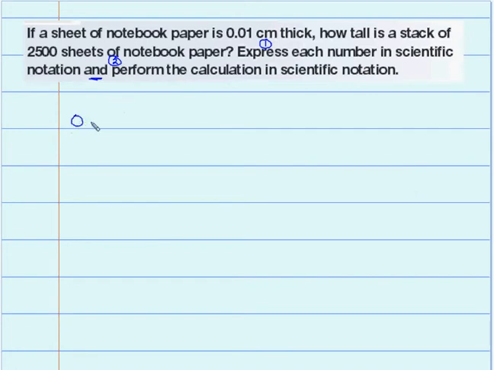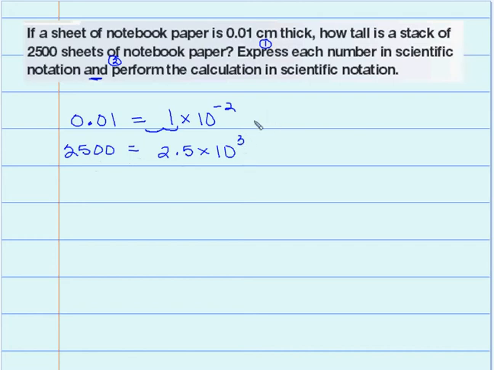Okay, so I need to take 0.01 and write that in scientific notation, and take 2,500 and write that in scientific notation as well. So this would be 1 times 10 to what power? If my decimal is here, and I would need to move it 1, 2, then it would be to the negative 2 power. So is that right? If my decimal goes here, 1, 2, yep. So it's 1 times 10 to the negative 2 power, and 2,500 would be 2.5 times 10 to the, let's see, I'd start here and I'd go 1, 2, 3, 10 to the 3rd.